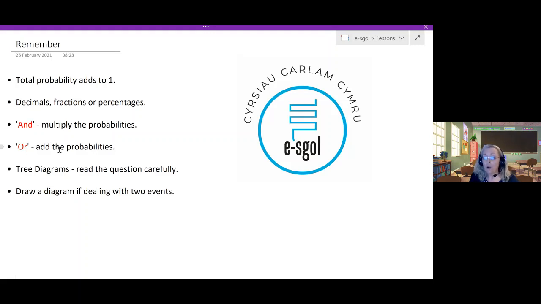And finally, if you are dealing with something complicated, if you're dealing with two events, you could always draw a diagram to help you.